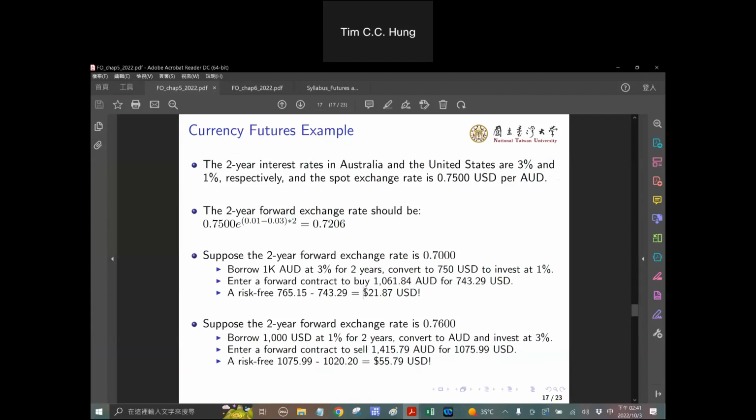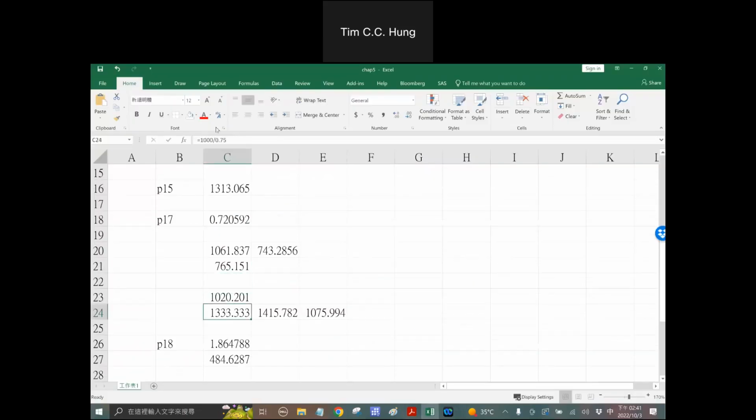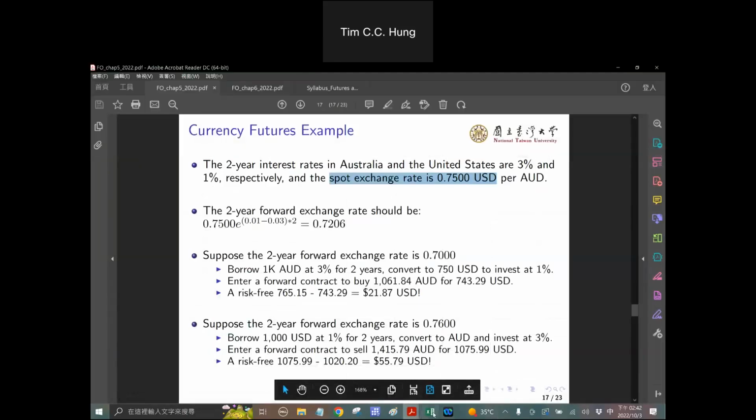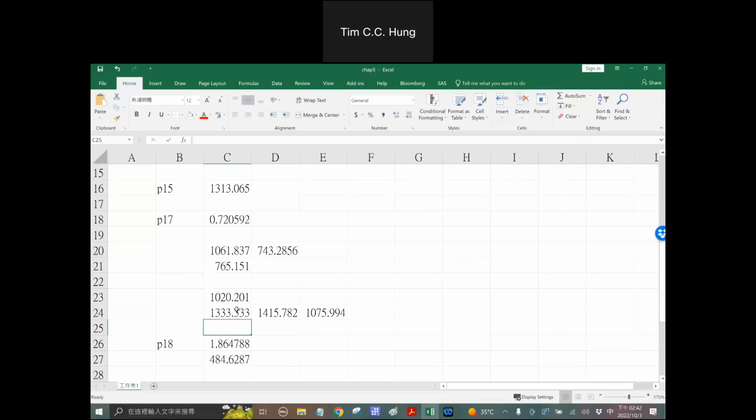But at the same time, what are our Australian holdings? The spot exchange rate was 0.75 US dollars per Australian dollar, so we simply divide 1,000 by 0.75. It means that at present, our 1,000 US dollars is equivalent to 1,333.33 Australian dollars. Then we invest the same at 3% for 2 years, so at the end it will grow to 1,415.78 Australian dollars in 2 years.